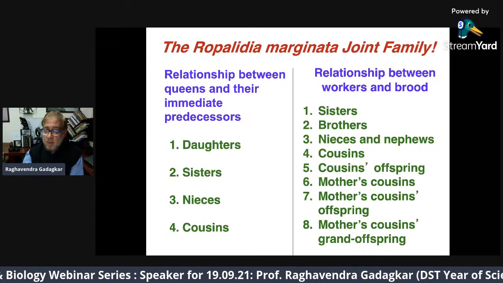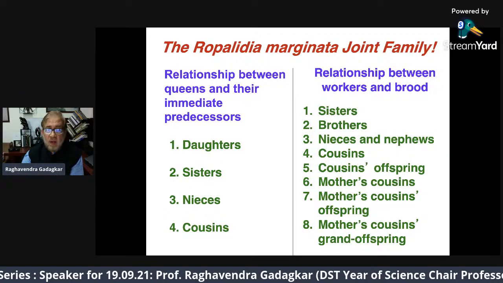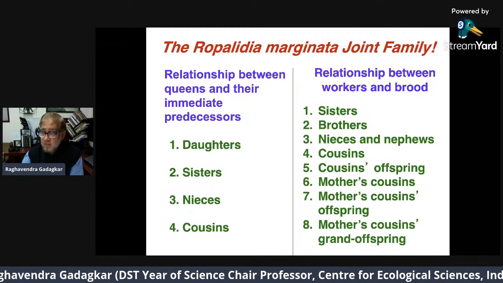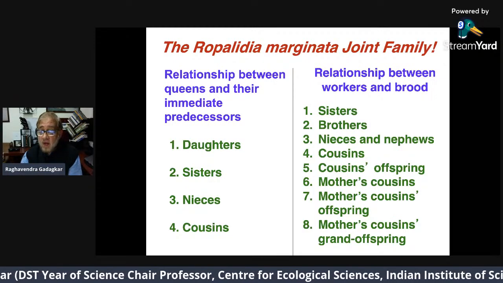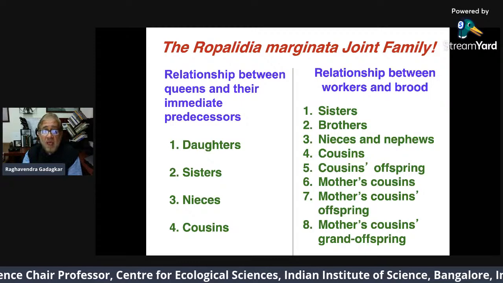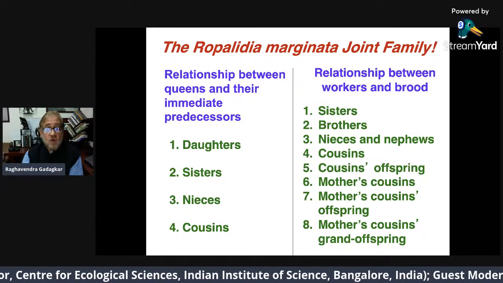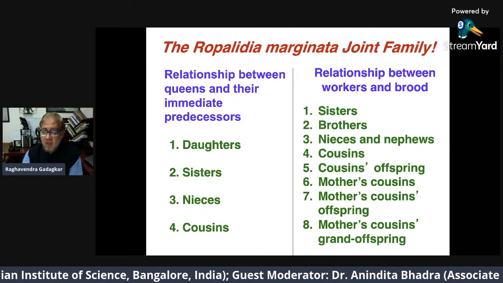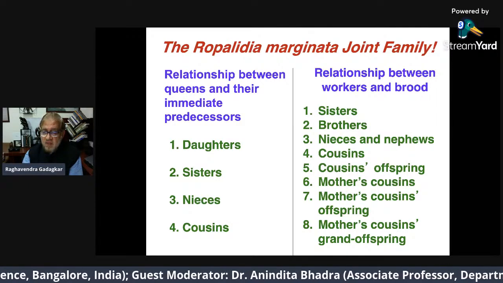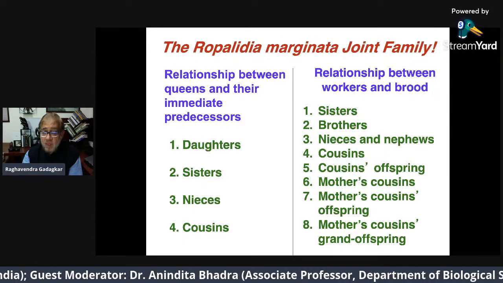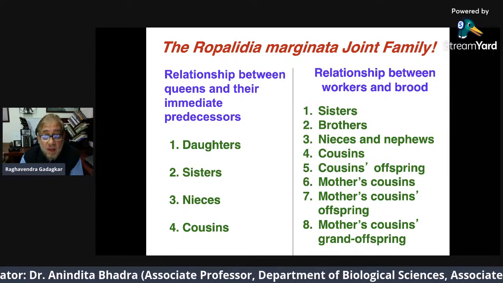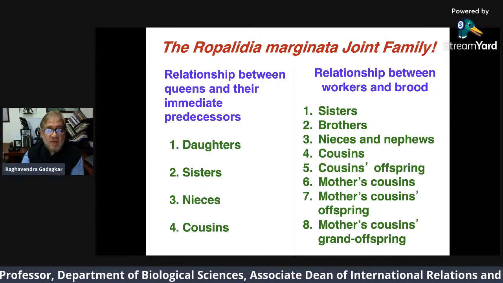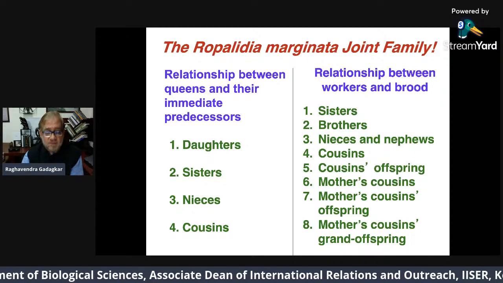So we have calculated, for example, that the relationship between queens and their immediate predecessors can be that of daughters, sisters, nieces, and cousins. And because of that, the relationship between workers and the brood they care for can be very complex. So workers may be feeding their sisters, brothers, nieces and nephews, cousins, cousins' offspring, mother's cousins, mother's cousin's offspring, and even mother's cousin's grand offspring. I'm very fond of saying that this will put to shame any Indian joint family. This is the kind of complex family in which they live.